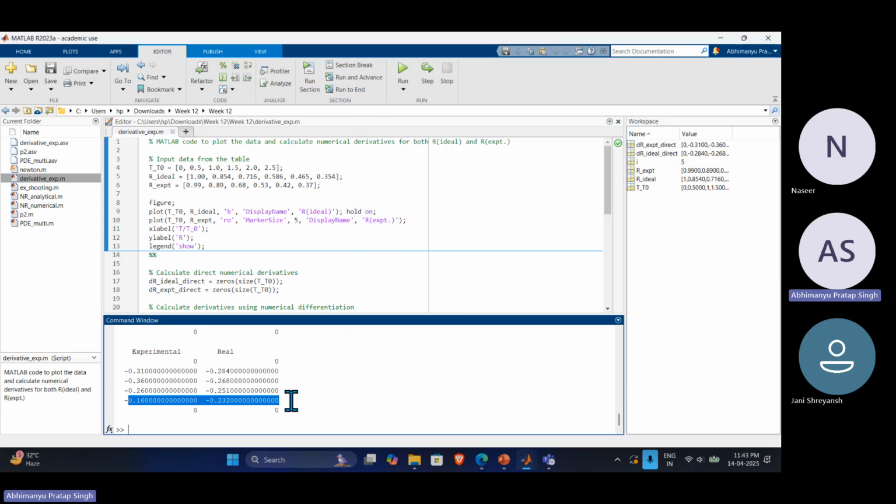Okay, so these are the errors that we will be getting using experimental data directly without any filtering or anything. Okay.